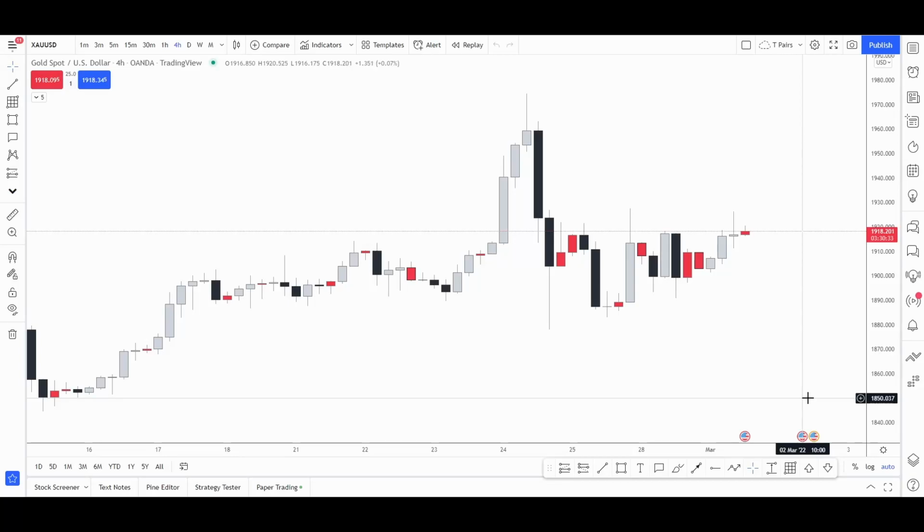Okay guys, welcome back. What we're going to be doing today is going through XAUUSD, otherwise known as gold, and we're going to be covering the 4-hour and 15-minute entry strategy for the order blocks.